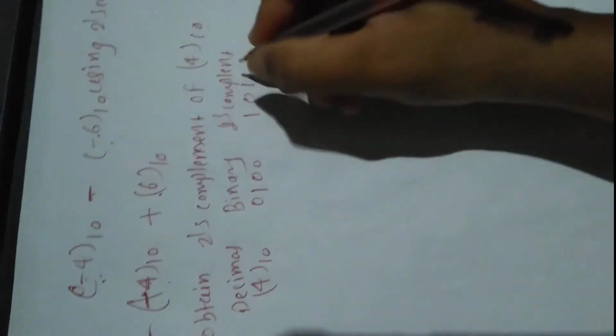So obtain the 2's complement of 4, a decimal number. The binary for 4 is 0100. The 1's complement of 4 is 1011, and the 2's complement of 4 is 1100.